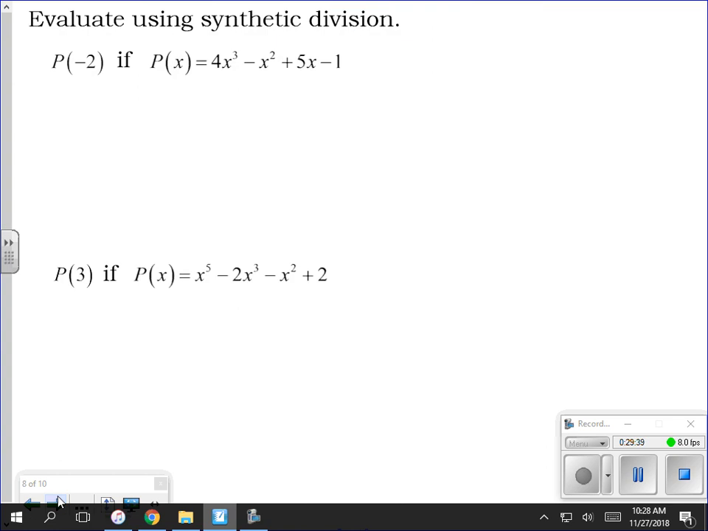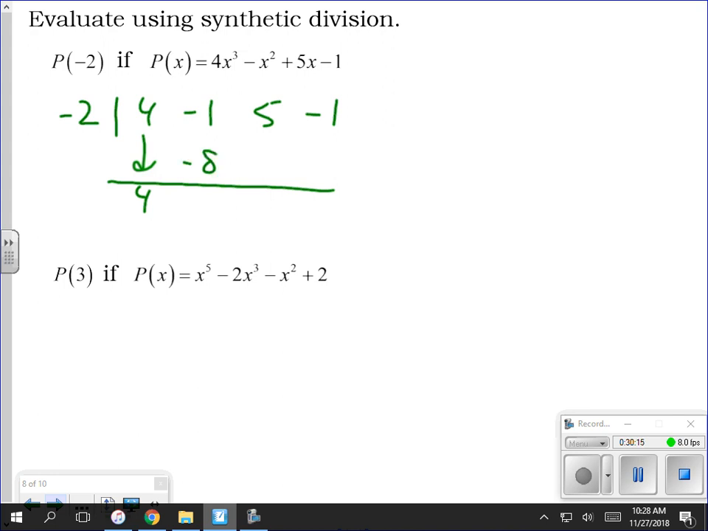Okay, so we're going to do this next one. So it's negative 2. Set up the same thing. It's negative 2, not positive 2. Do not change the sign for evaluation. You've got to keep that straight. Cubed, squared, first power, negative 1. I don't have to have any zeros on this one. That's nice. 4, -1, 5, -1, and do the synthetic division steps. Bring down the first number, multiply, add, multiply, add, multiply, add, multiply, add.